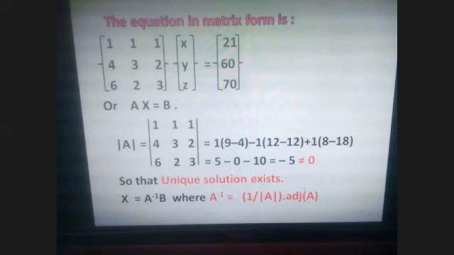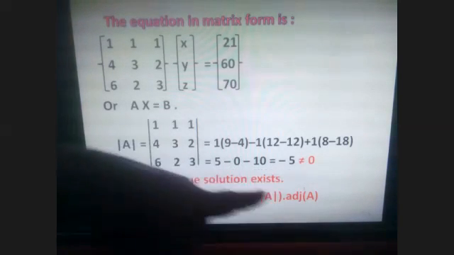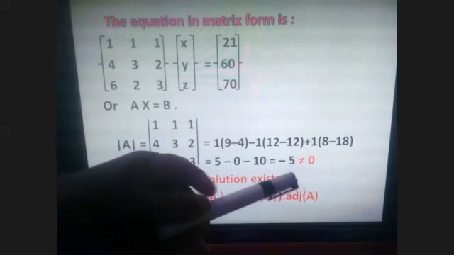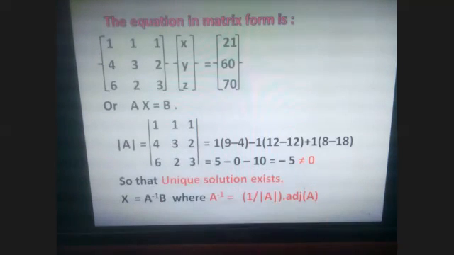I think now the procedure is clear to you. When determinant A is not equal to 0, unique solution exists. X equal to A inverse B, where A inverse is 1 by determinant A into adjoint of A. Determinant A we have minus 5. Be careful, we will use that. Determinant A we have minus 5. We need it to be used earlier and later.